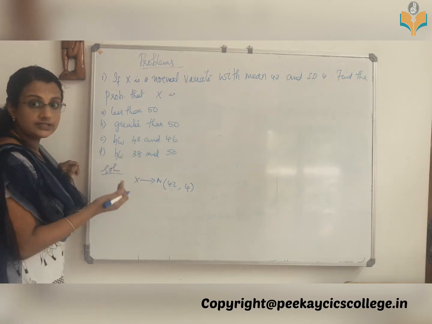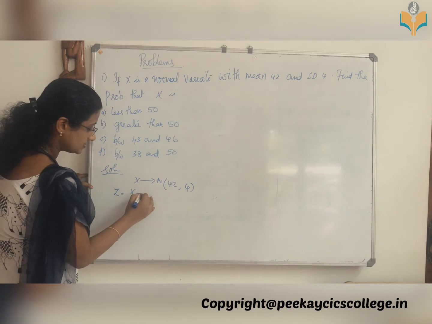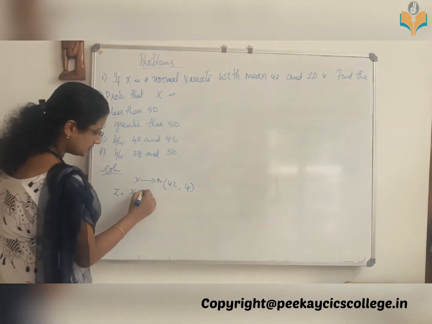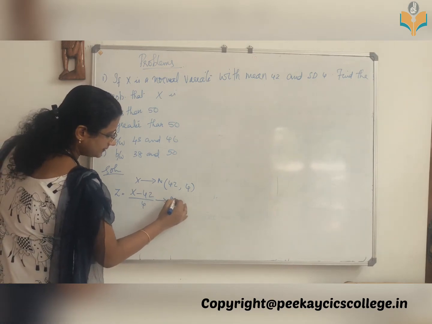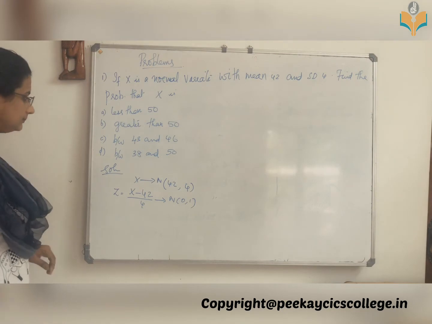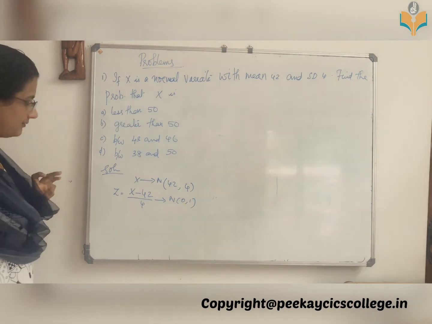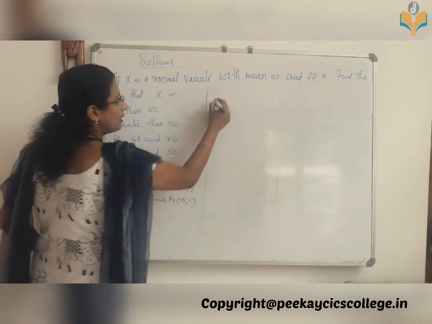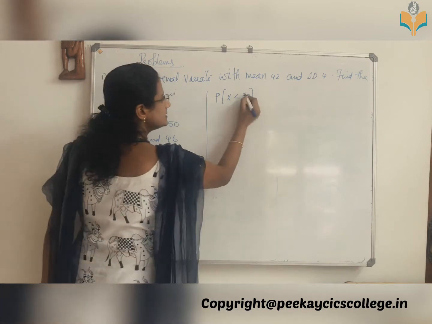Now we want to standardize this variable, that is, z equals x minus mu by sigma. Mu is 42 and sigma is equal to 4. Then it will become a standard normal distribution, right? Now we want to find the probability that x is less than 50. Sorry, x is less than 50.